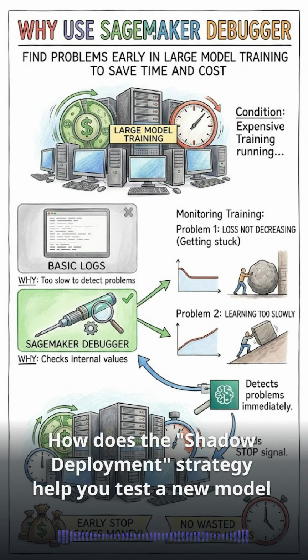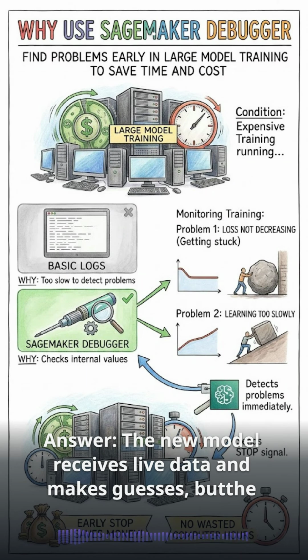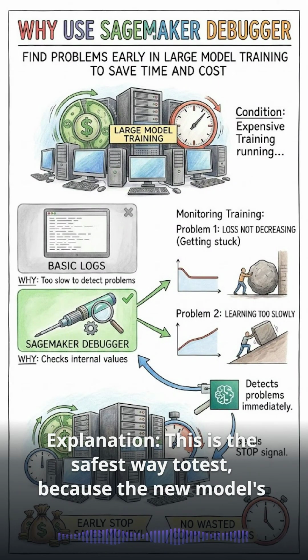93. How does the shadow deployment strategy help you test a new model without the customers seeing it? The new model receives live data and makes guesses, but the results are only saved for you to review later. This is the safest way to test, because the new model's answers never actually reach the real customer or app.